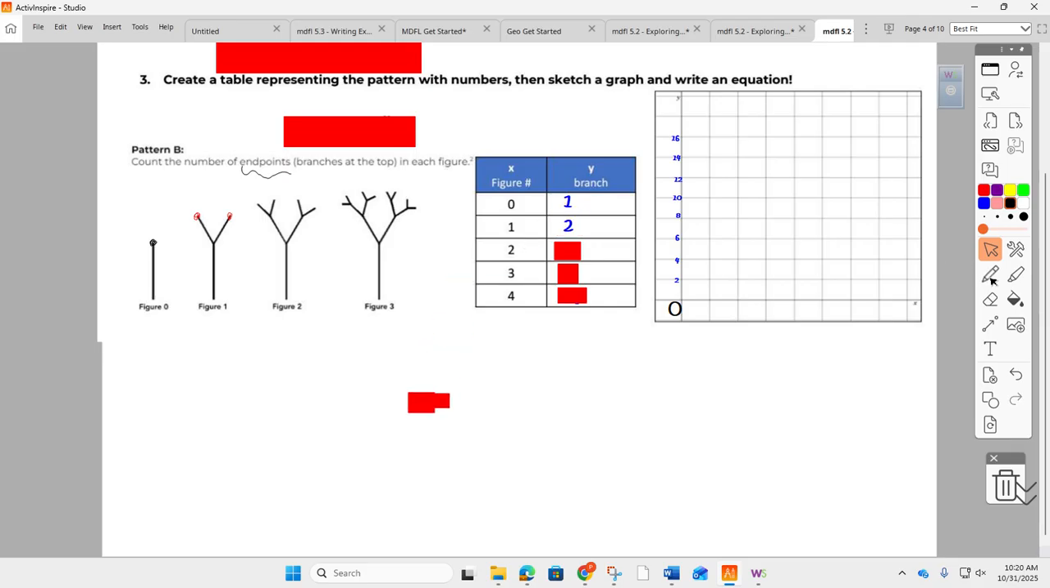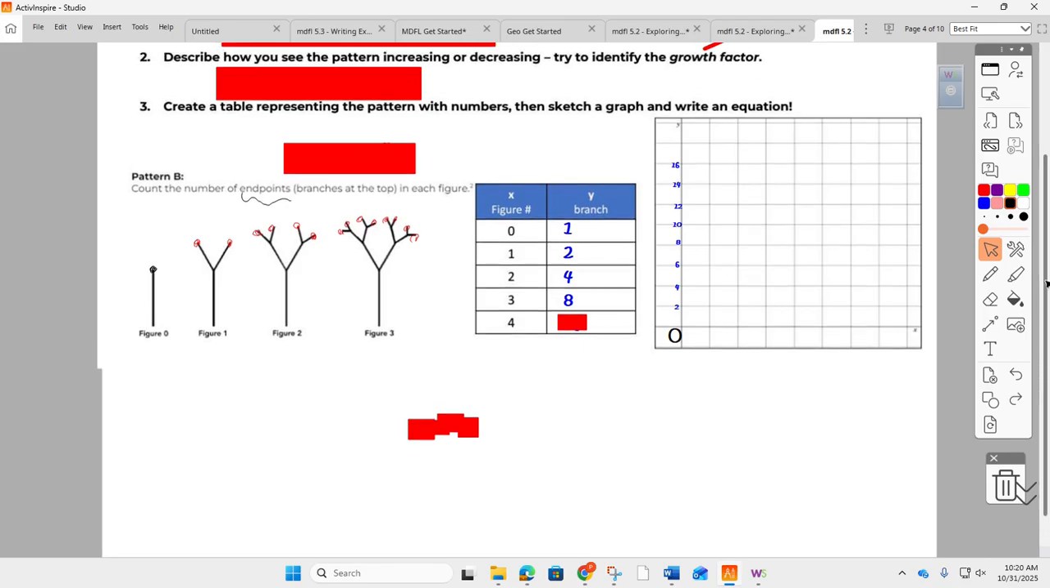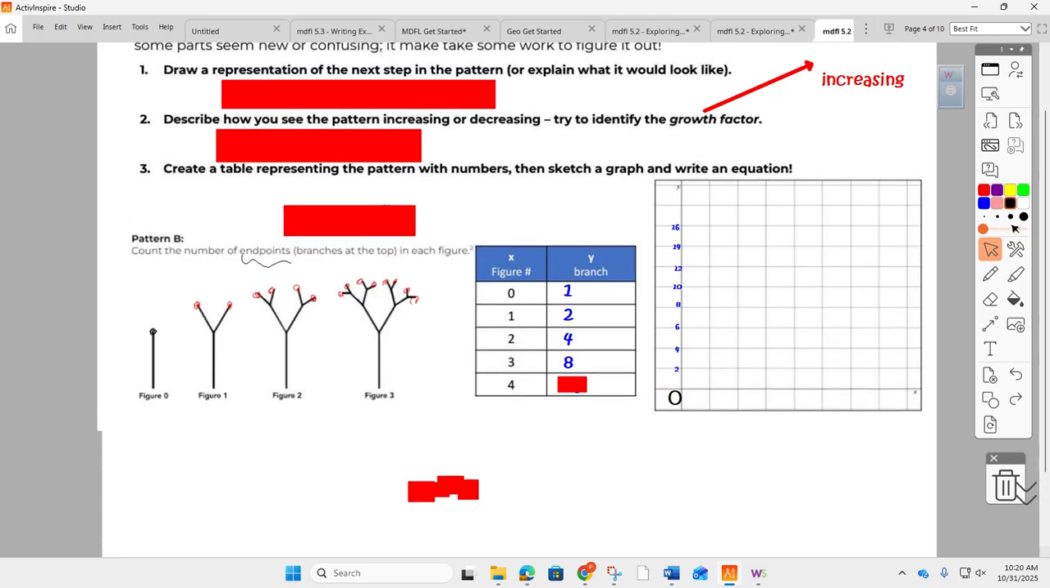For the second figure, the endpoints are here. The third figure, the endpoints are here. So figure 2, there's 4 endpoints. How many for figure 3? 8. So what is the pattern? What is the growth factor from figure 0? What is the growth factor? Times 2. 1 times 2. 2 times 2. 4 times 2. So the growth factor is going to be 2. We can say that it's doubling.